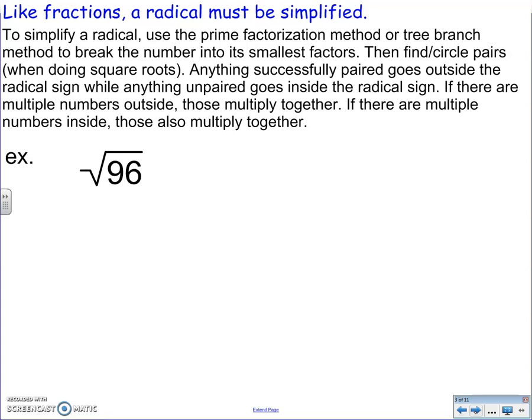So for example, we have square root of 96. If I break it down, 96 is 2 times 48. And then this is gone, like I broke it down. 2 is prime, so I leave it alone. 48 is 2 times 24. That's gone. 2 is prime, 24 is not. That is 2 times 12. And then 12 is 2 times 6. And 6 is 2 times 3.